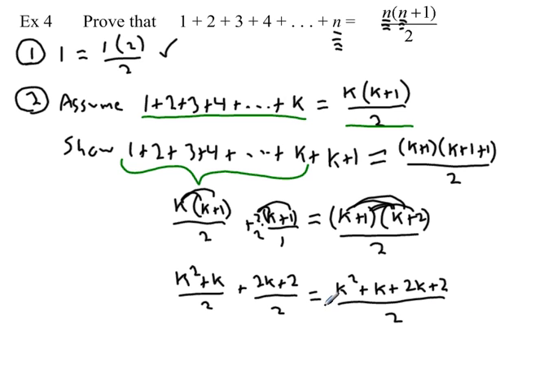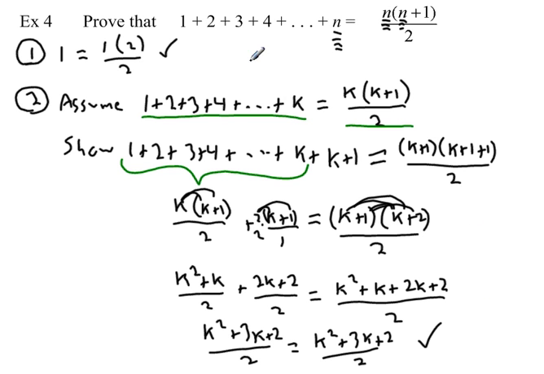Now since we have common denominators, we can combine these like terms. So on this left side we get (k squared plus 3k plus 2) all over 2. And if we combine like terms over here, guess what? It's the same thing. So we have just proven that for any value of k, if we assume that it works, the next value will always work as well. So we've just proven this original equation always works for any value of n using induction.